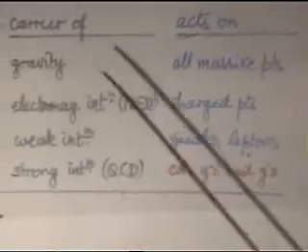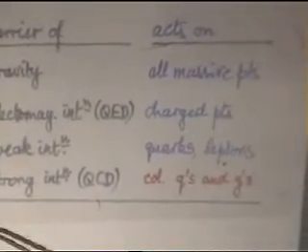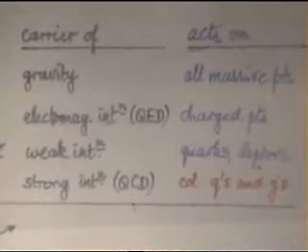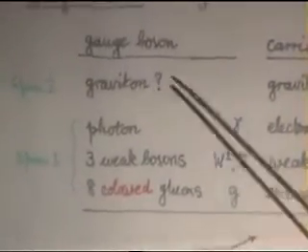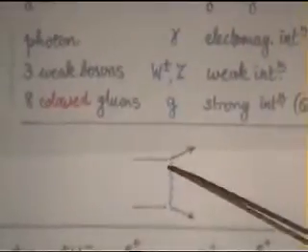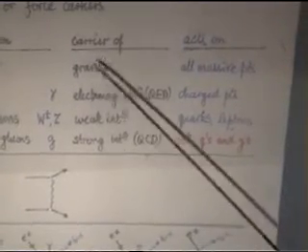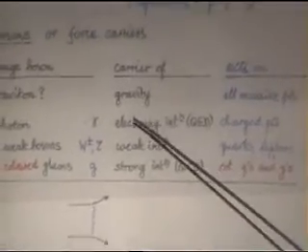Now, gravity acts on all massive particles. So if these 2 particles have mass, then they would exchange a graviton, which has spin 2. We haven't seen the graviton yet, so this is a speculation, but it's confidently expected that eventually it will be seen. It's the other forces that we'll be concerned with here, because this one is quite weak.